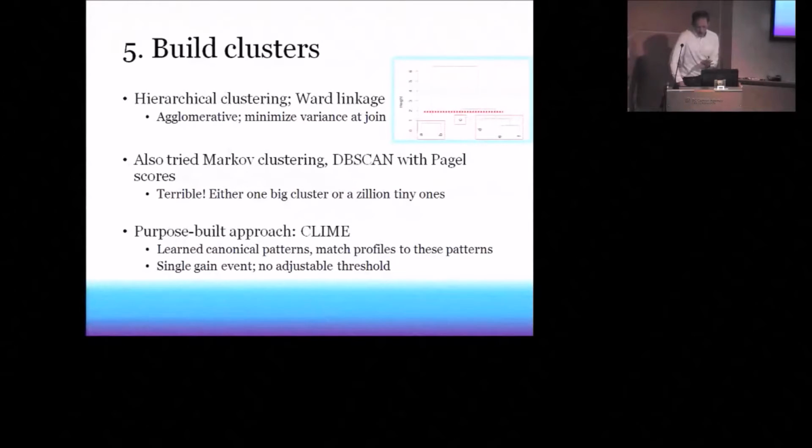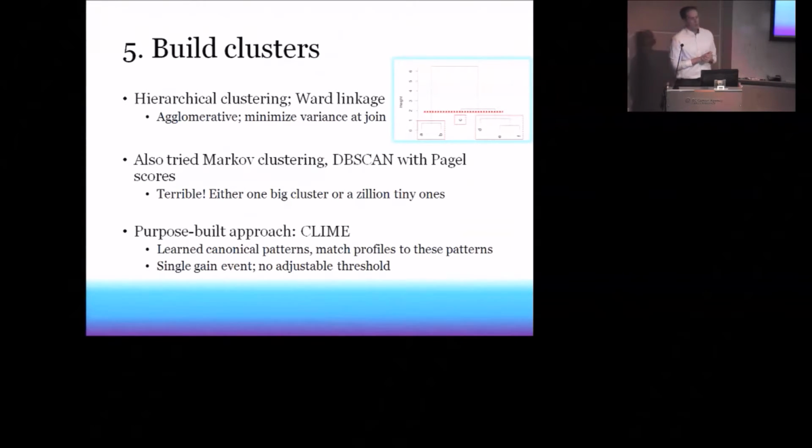Finally, all right, we got our pairwise things. We got some massive conceptual network of these things. Now we want to actually build clusters. We want to draw lines around things and say, yes, this is a set of genes that we're really interested in considering as a candidate module.